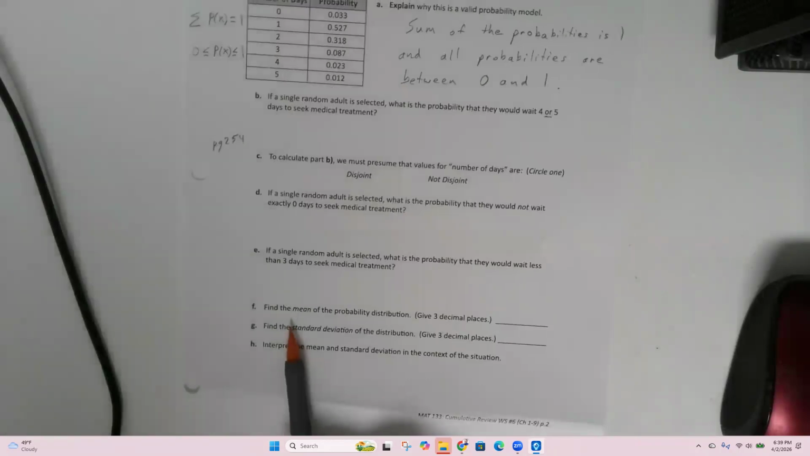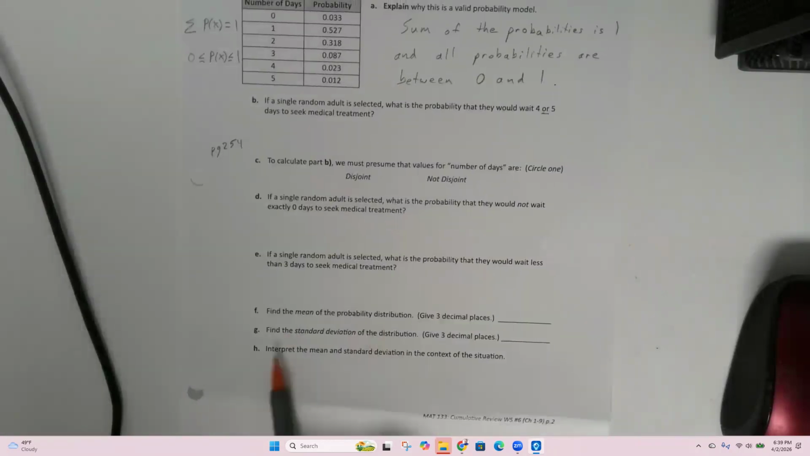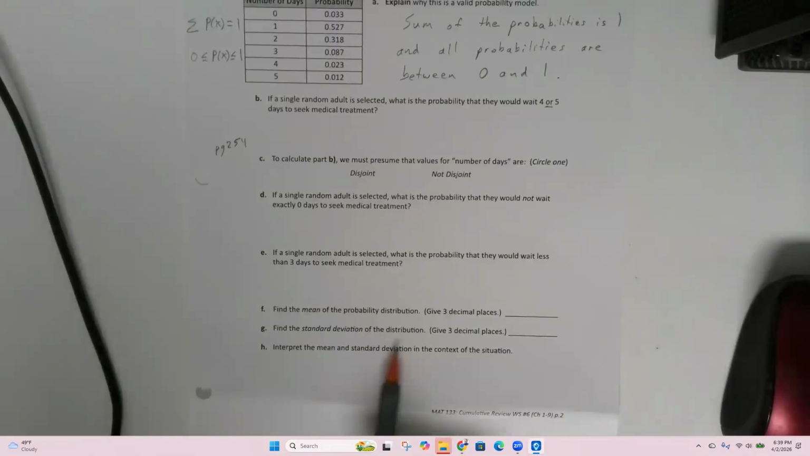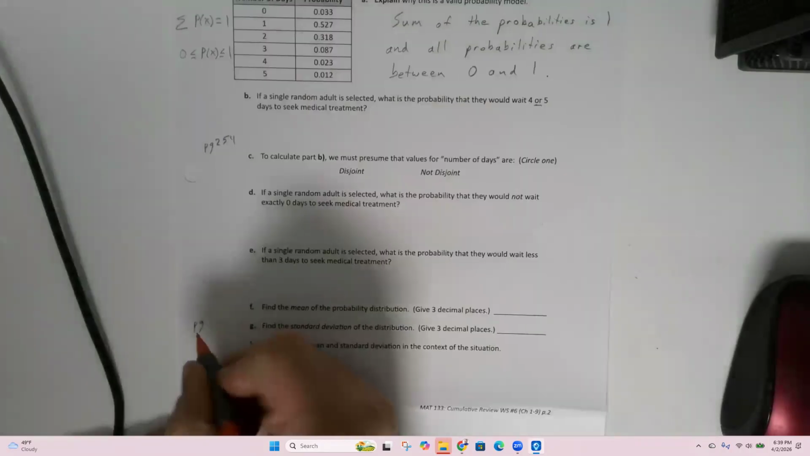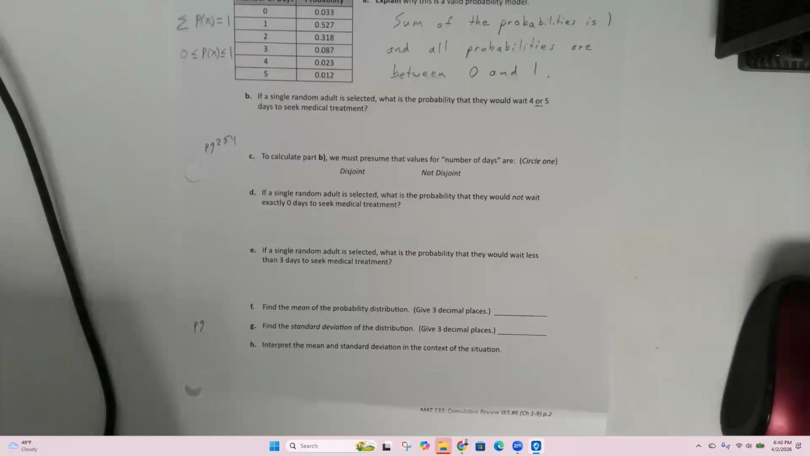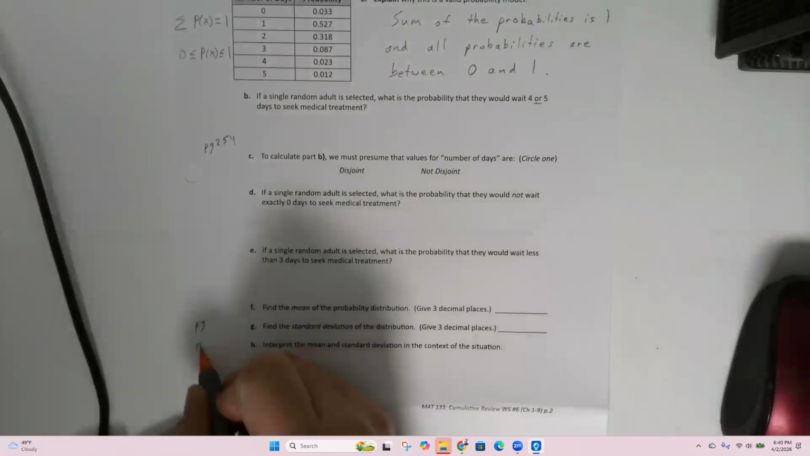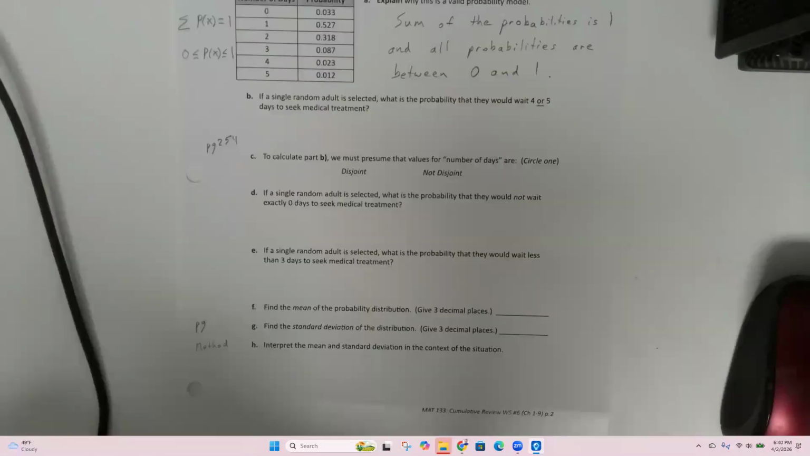Find the mean of the probability distribution, find the standard deviation of the probability distribution, and interpret the mean and the standard deviation. So where in my exam notes packet do I find information on how to calculate mean and standard deviation? I'm doing this on test day. I don't want to be like, oh shoot, I have to calculate standard deviation. I know we talked about that. Where is that? There were three methods that we talked about. So the next question is which method is it?